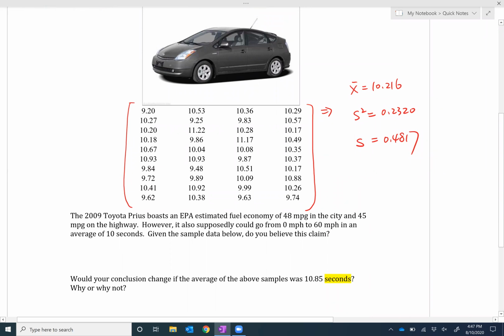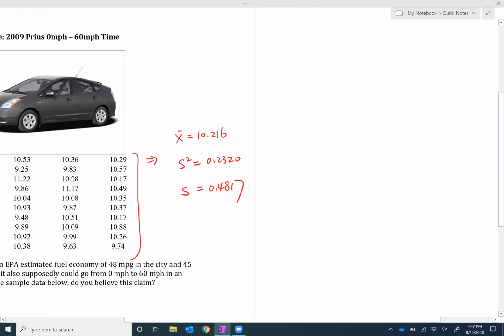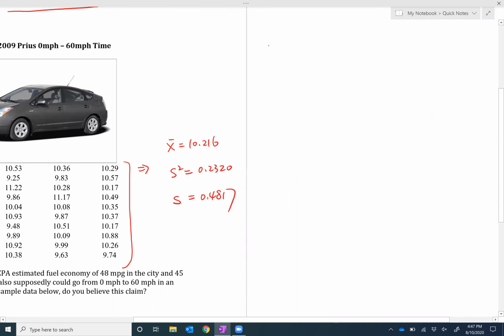We need to formulate our hypothesis. First step, formulate the hypothesis. That is H naught. What is H naught? H naught is mu equals 10 seconds. Alternative, mu doesn't equal 10 seconds.